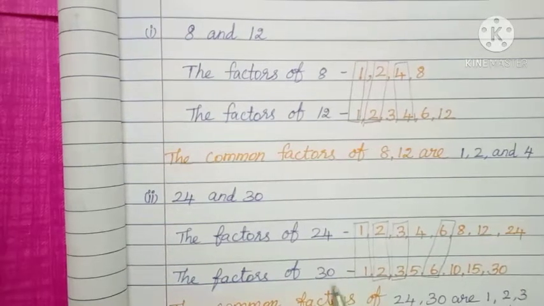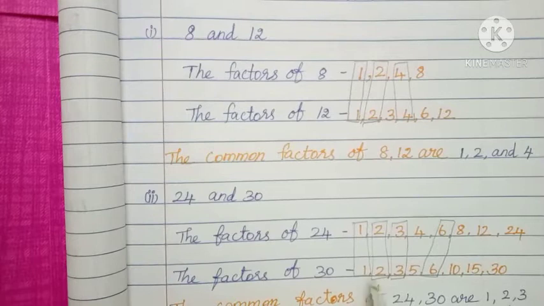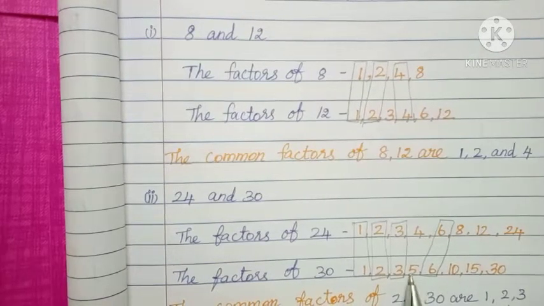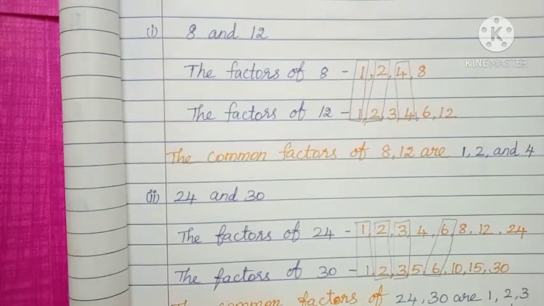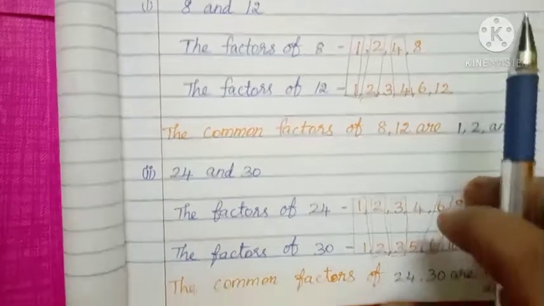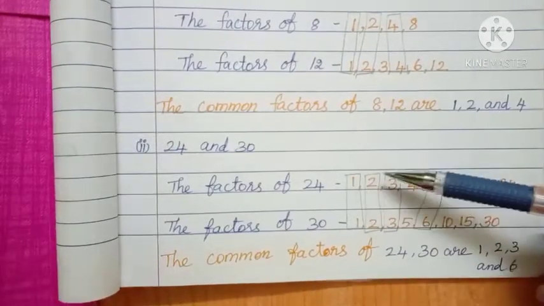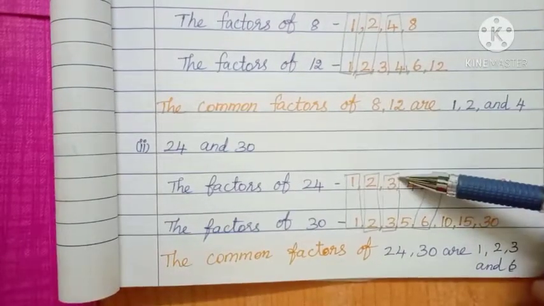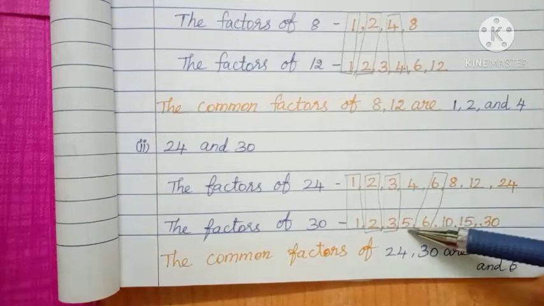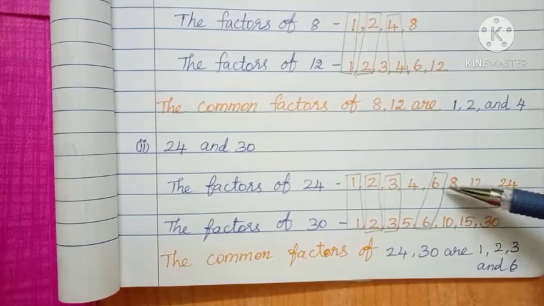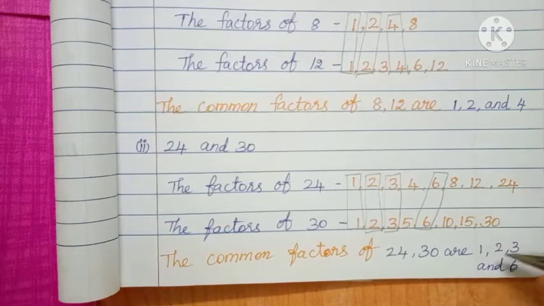Okay. The next one, 30. 1 thirty is 30. 2 fifteens are 30. 3 tens are 30. 5 sixes are 30. So it is easy to find the factors. Then find the common factors: 1, 2, 3, and 4 and 5 each come only once. So here 6 also. Write the answer: 1, 2, 3 and 6. This is the common factor.